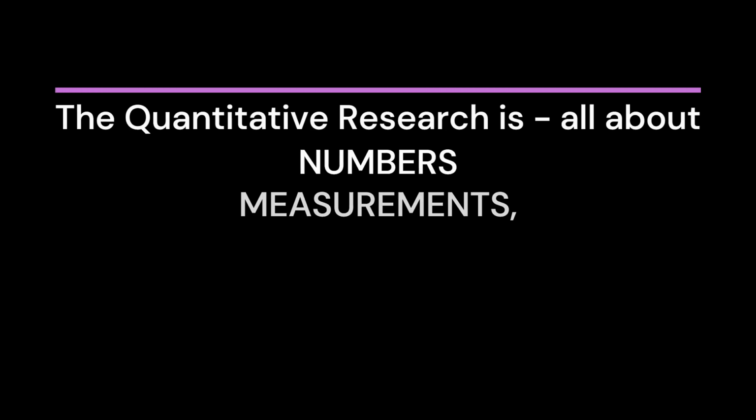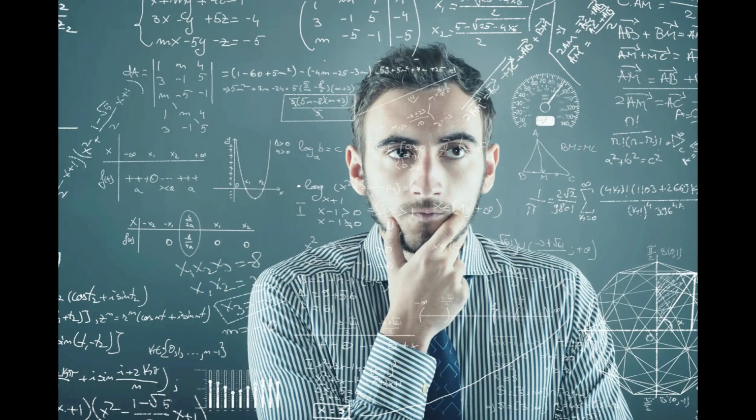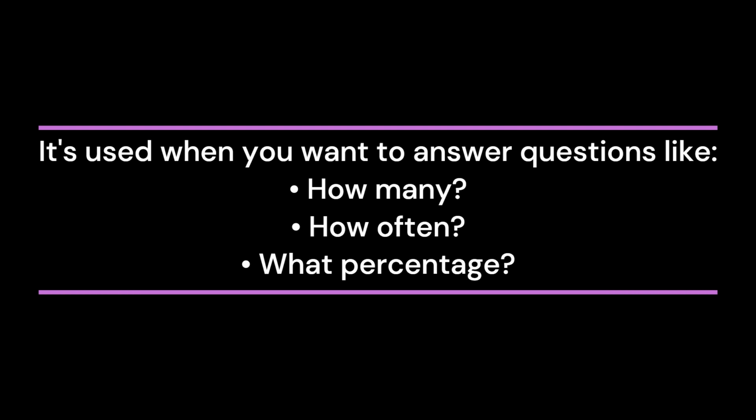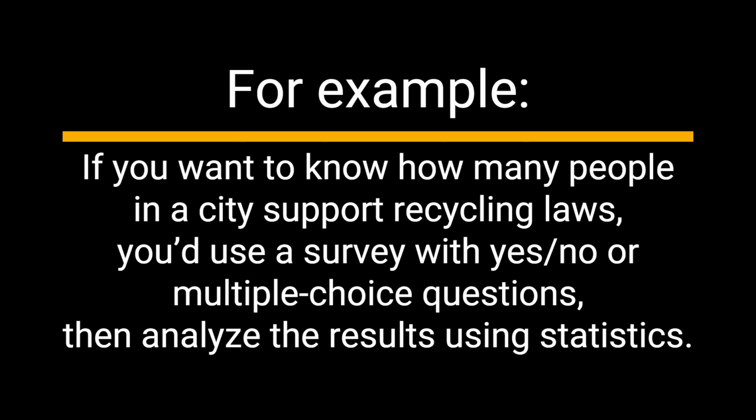Quantitative research is all about numbers, measurements, and data that can be counted. It's used when you want to answer questions like, how many? How often? What percentage? For example, if you want to know how many people in a city support recycling laws, you'd use a survey with yes, no, or multiple choice questions, then analyze the results using statistics.